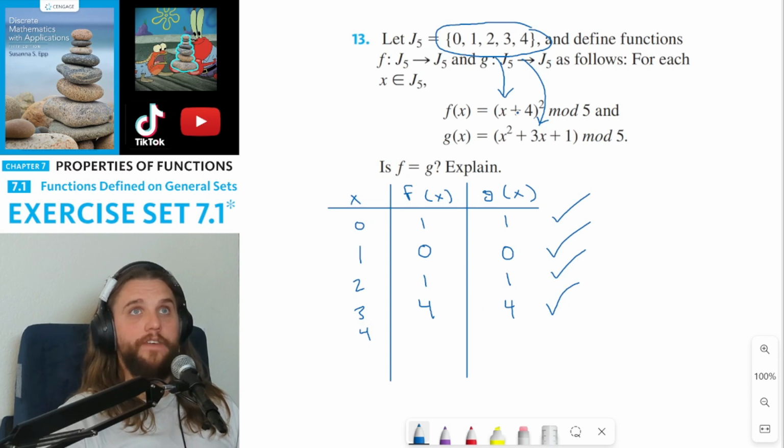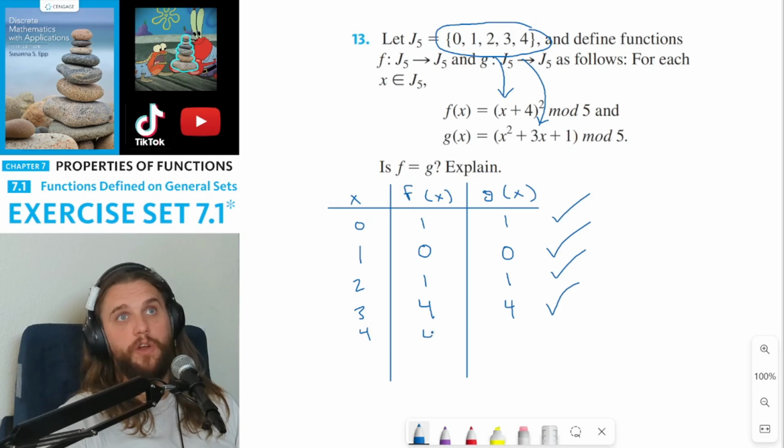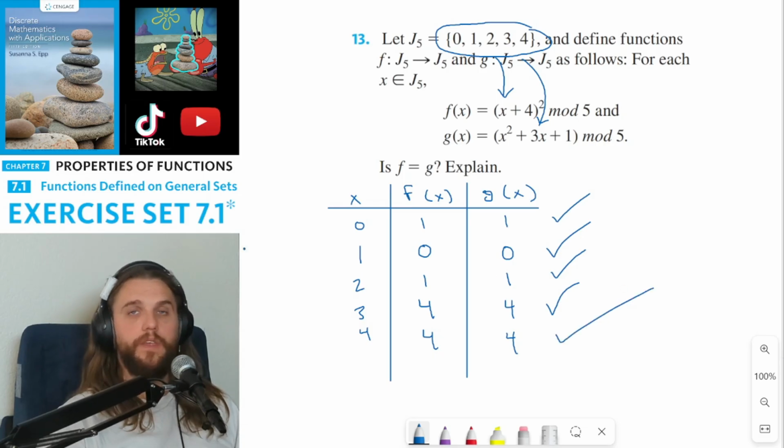And lastly, f of 4 is 4 plus 4, which is 8. 8 squared is 64, mod 5 is 4. And g of 4 is 4 squared, which is 16, plus 3 times 4, so plus 12, which is 28, and then plus 1, which is 29. 29 mod 5 is 4.